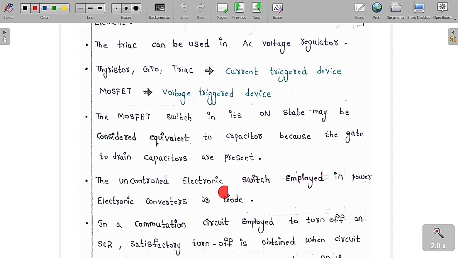The uncontrolled electronic switch employed in power electronics is the diode, because the diode is an uncontrolled device. A diode is said to be an uncontrolled device because its operation depends only on the circuit itself. It is not under the user's control. That is the reason it is said to be uncontrolled, because the on and off of the diode is purely dependent on the circuit condition itself. So the uncontrolled electronic switch employed in power electronic converters is the diode.